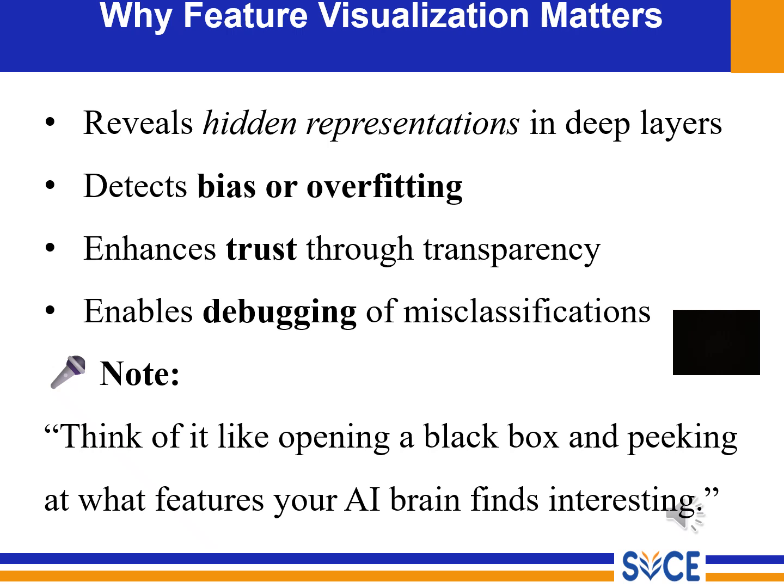Why do feature visualizations matter? The next slide. Now, why do we even need visualization? Yes, visualization helps us understand what's happening inside, detect the wrong focus areas, which means detect bias or overfitting, debug errors and build trust. For example, if an AI says dog, but the heat map highlights the grass, not the dog, that is a big problem. So it means it's learning wrong patterns. Okay. So it's like giving an AI an eye exam.